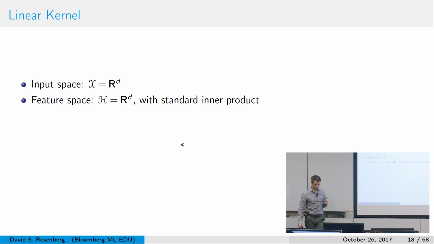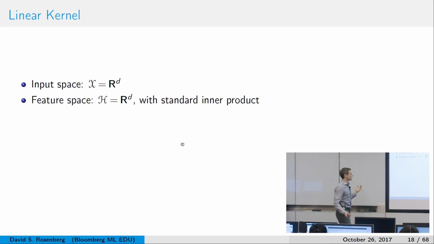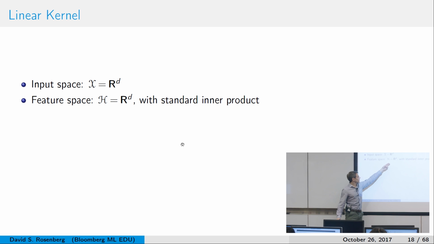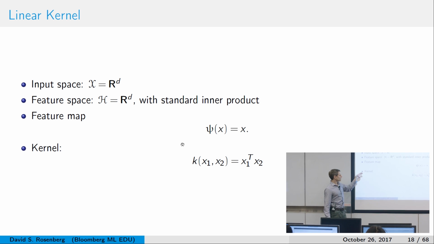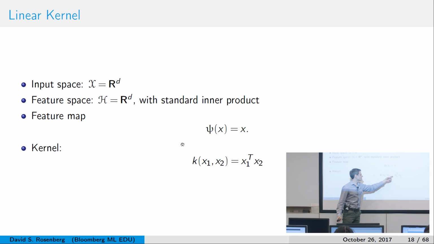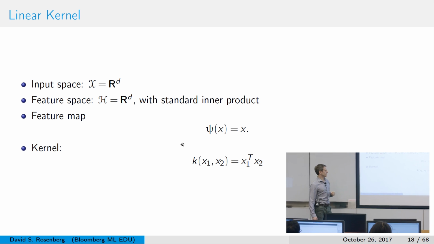the linear kernel. So in the linear kernel, we have some input space, R^d, and we'll say our feature mapping is just the identity, and it maps to R^d. With the standard inner product, we define the linear kernel to be just the inner product of the two vectors. Very, very elementary.